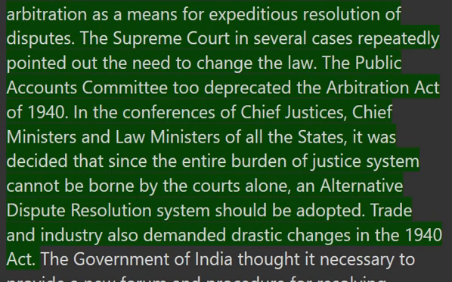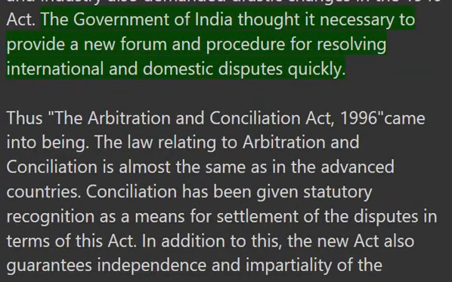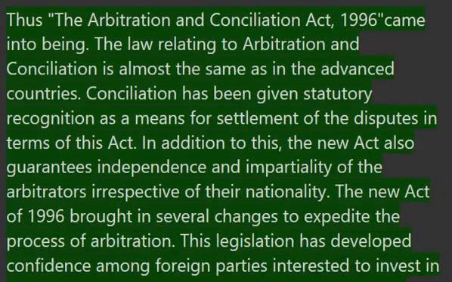In the conferences of Chief Justices, Chief Ministers and Law Ministers of all the states, it was decided that since the entire burden of justice system cannot be borne by the courts alone, an alternative dispute resolution system should be adopted. Trade and industry also demanded drastic changes in the 1940 Act. The Government of India thought it necessary to provide a new forum and procedure for resolving international and domestic disputes quickly. Thus, the Arbitration and Conciliation Act, 1996, came into being.